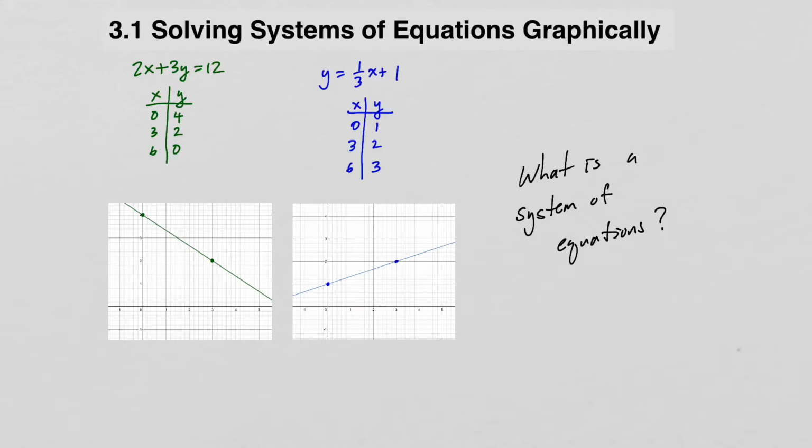So that's a review of graphing lines, but we're going to be solving systems of equations graphically. So first of all, what is a system of equations? Well, it turns out if you take these two equations and put them together in a single problem, we would get a system of equations. And the solution to the system would be the points that they have in common. In other words, the x and y coordinate that solves both equations.